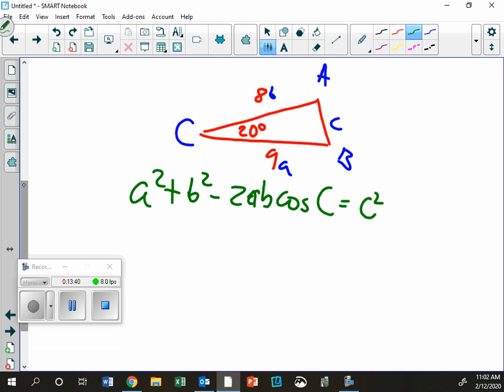Once you know this formula, is it going to instantly solve for big A? No, it is not. What's it going to solve for? It's going to solve for side C. Why does that even help us? Because then you'll have a side and an angle, and then you can use the other formula, law of sines, because it'll be a lot easier.